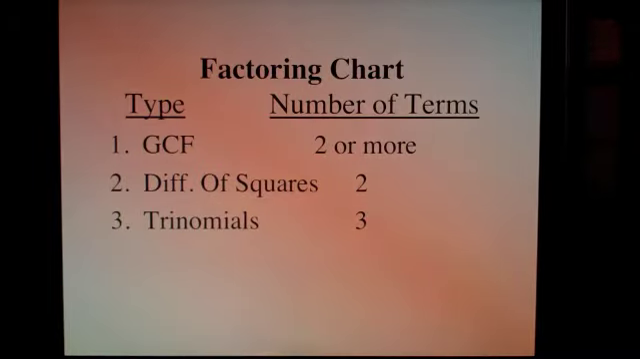We'll use our chart again just as a review real quickly. If we have two or more terms, we can use the greatest common factor. If we have two terms and it meets certain conditions, we can do a difference of squares. And if it's three terms, then we are factoring a trinomial. And we're going to see several ways to do trinomials over the next couple of days.